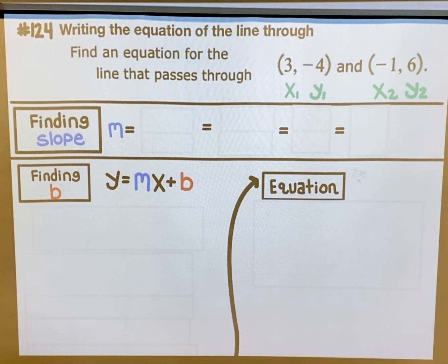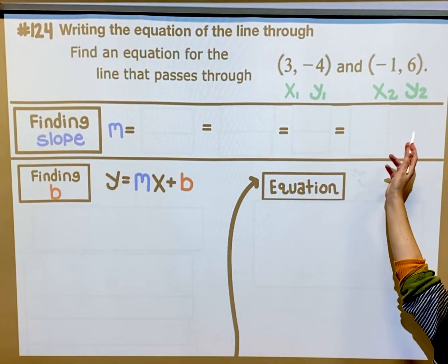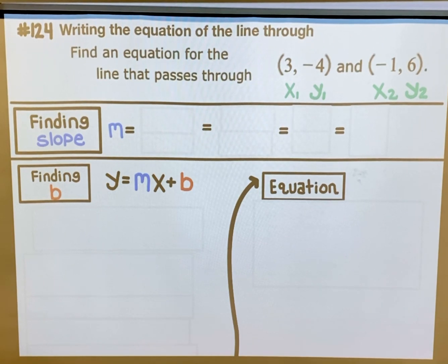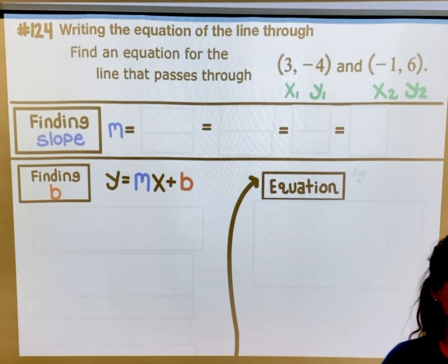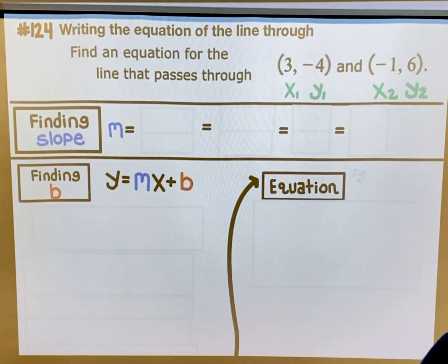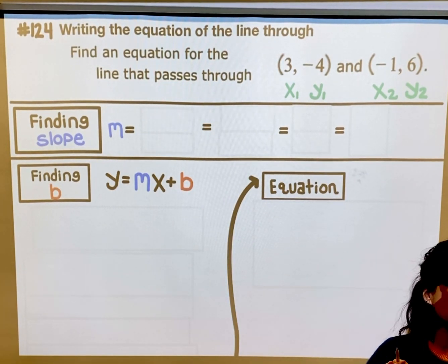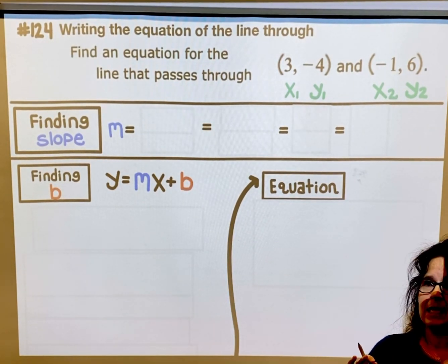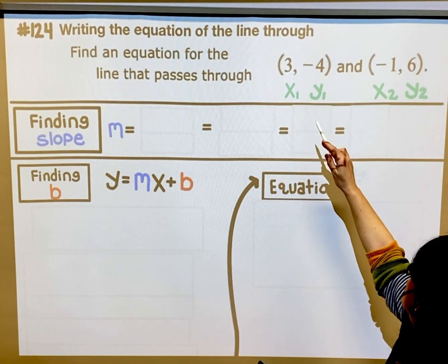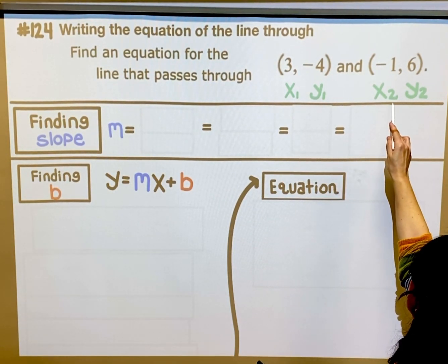We want to write the equation of a line, and we're given 2 points. So if you're given 2 points, no matter what you're given, if you want to write the equation of a line, you need an m and a b. So to find the m, we're going to use our formula, subtract the y's over subtracting the x's. So 3, -4, -1, 6.